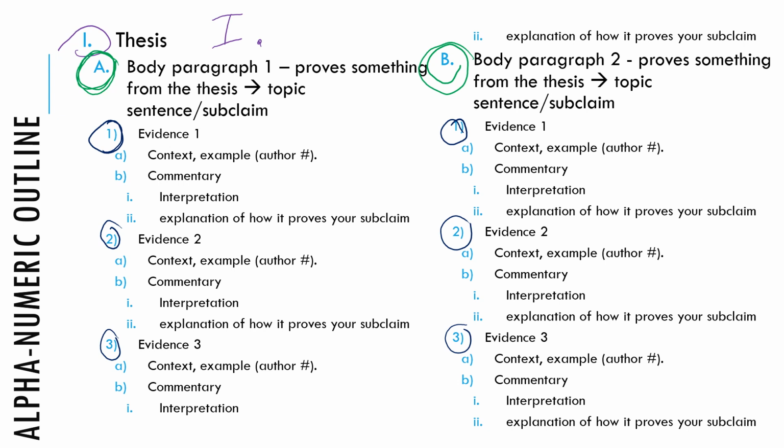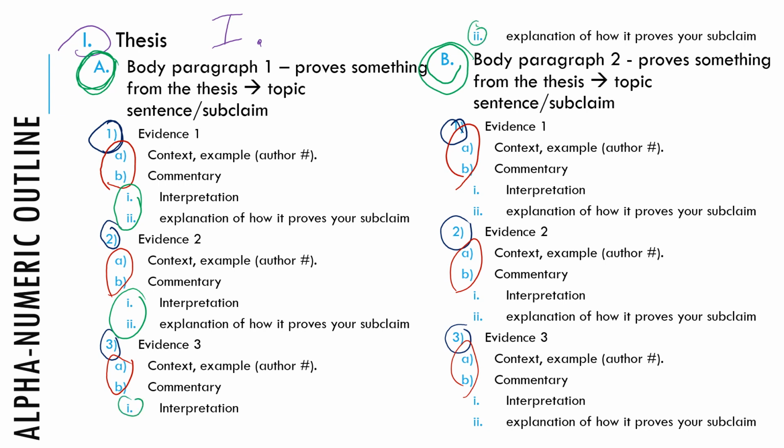The lowercase letters are for what goes into the evidence itself. So breaking that down a little bit more, I have the little A's and B's all the way through here. And then finally, we have what makes up the commentary. There's 2 different things commentary can do. One is interpretation, one is explanation of how it proves your subclaim. So here's that. There are other things like connection between evidence and all that, but for a basic outline, this gives you a good start.